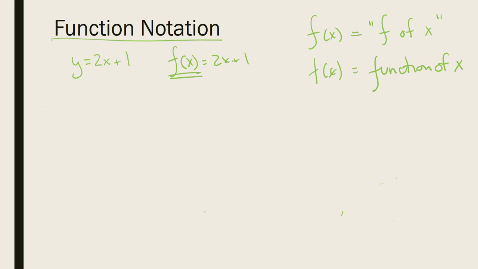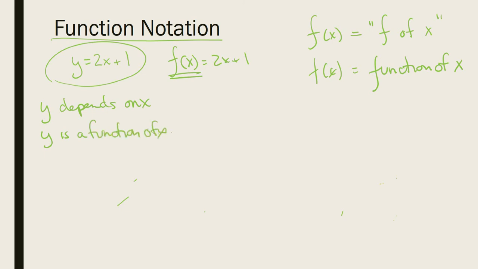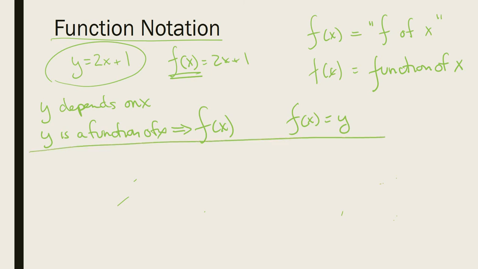Okay, we talked a long time ago that this notation talked about the fact that y depends on x. We also said y is a function of x. So that gets translated into this function notation. Okay, f of x or function of x. F of x, the function of x, and y are interchangeable. Now, how and why do we use this function notation?